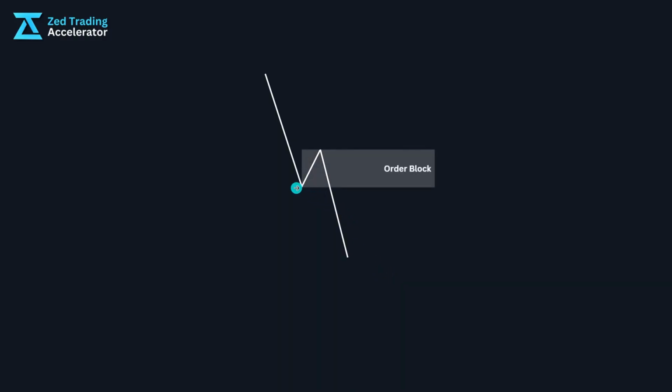Once again, we have here our order block. It can be a single candle or a consecutive candle. We want to see price find some kind of resistance in this area and continue going lower.